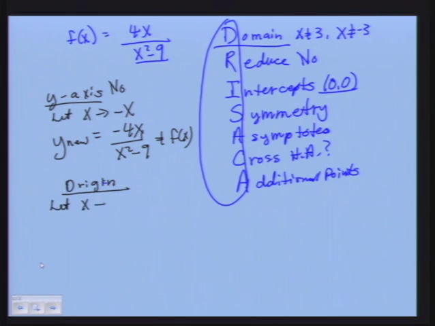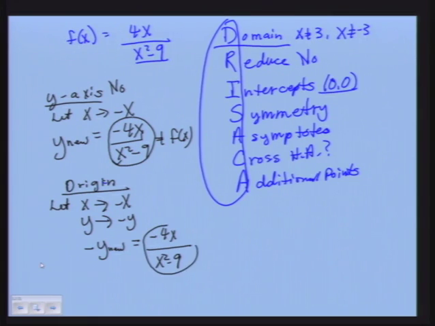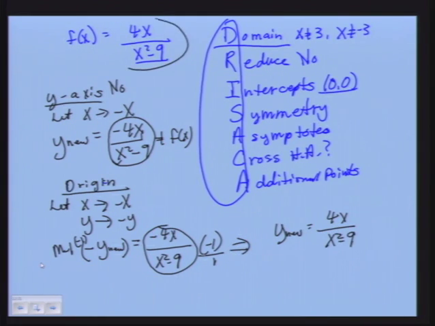Well, let's try for origin symmetry and see. We will let our x change to opposite of x. We will let our y change to opposite of y. So we now have minus y, and that's our new one, equals minus 4x divided by x squared minus 9, because remember right up here we had plugged in opposite of x and this is what it looked like. Now to get just y, we're going to multiply both sides by negative 1. That's our plan. And that leads to our new y is 4x divided by x squared minus 9. That's our original f of x, isn't it? Therefore, we have origin symmetry. So symmetry, we have origin symmetry there.